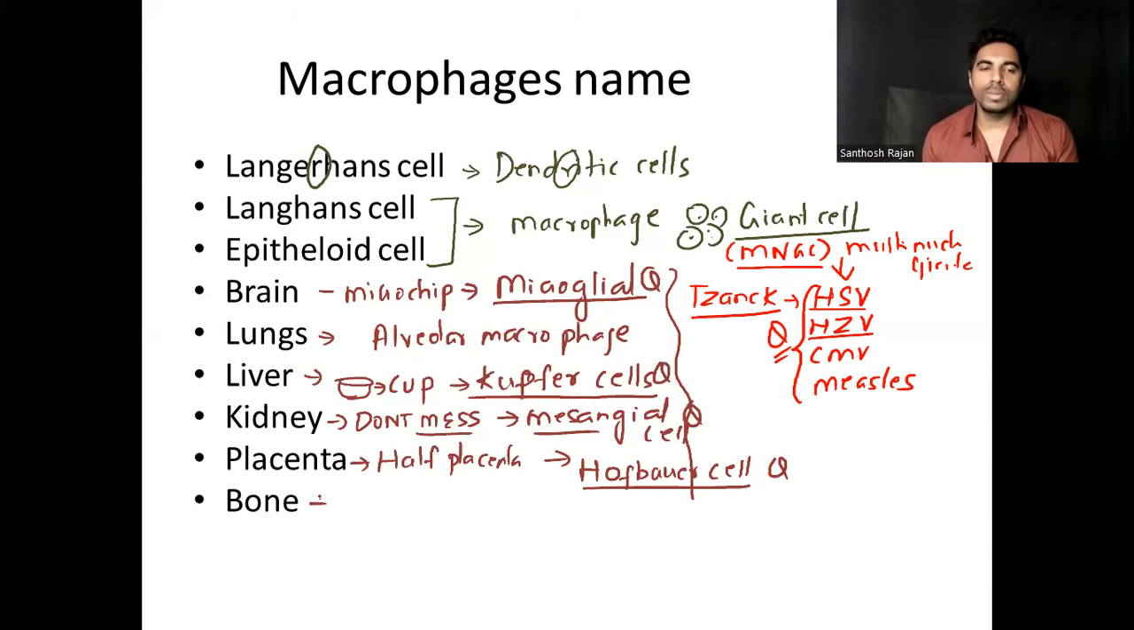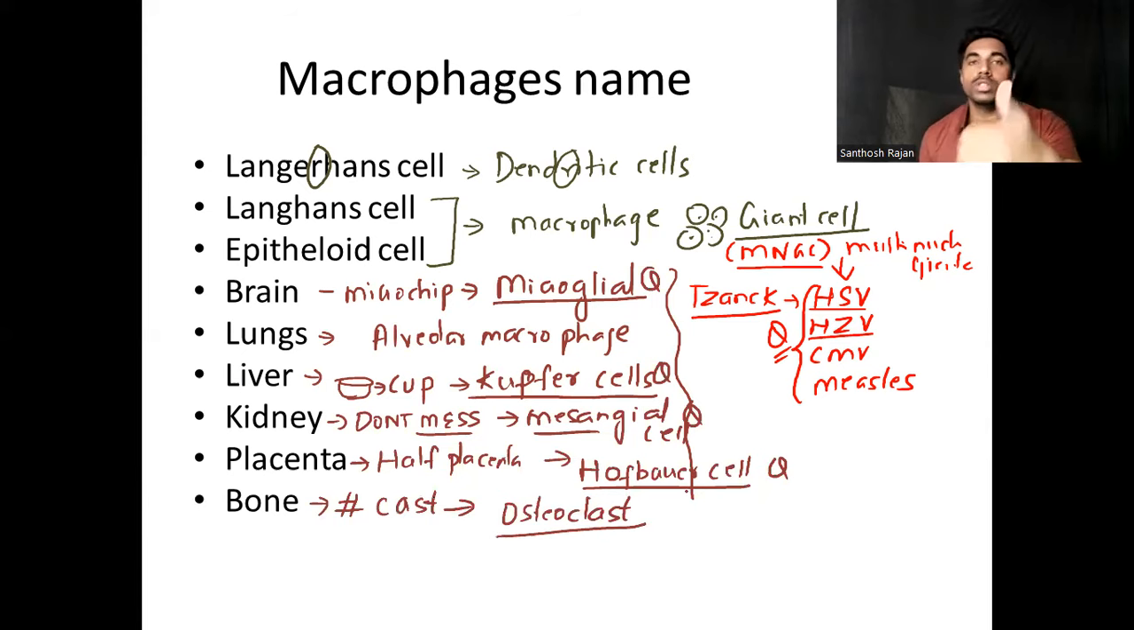Okay, and bone. In bone, if there is a fracture in the bone, what will you do? You're going to put a cast, right? The ortho doctor will put a cast. So it is osteo, clast. Put a cast, that is the osteoclast. Osteoclast is the macrophage, because in the options there will be osteocyte, osteolyte, and osteoblast. So don't confuse with this.